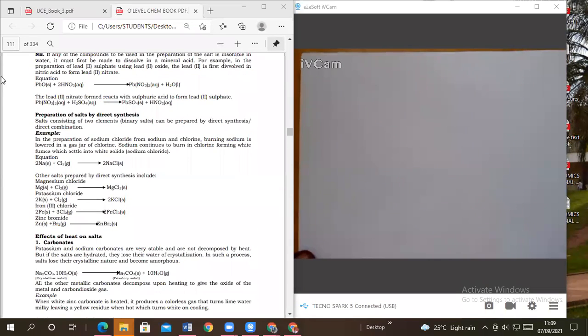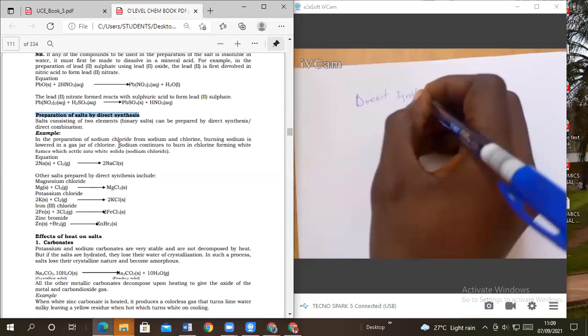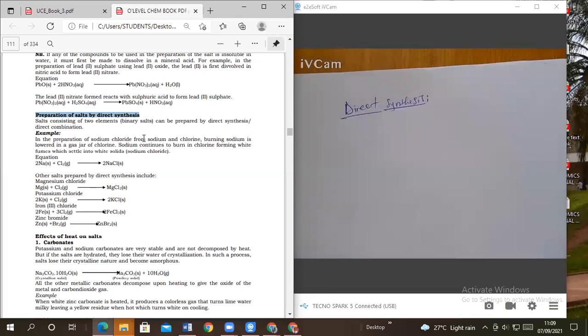Now, there is this way of preparing salts by direct synthesis. Direct synthesis. Salts obtained by direct synthesis. Salts containing 2 elements are called binary salts. Only 2 elements can be prepared by direct synthesis or direct combination of the 2 elements.